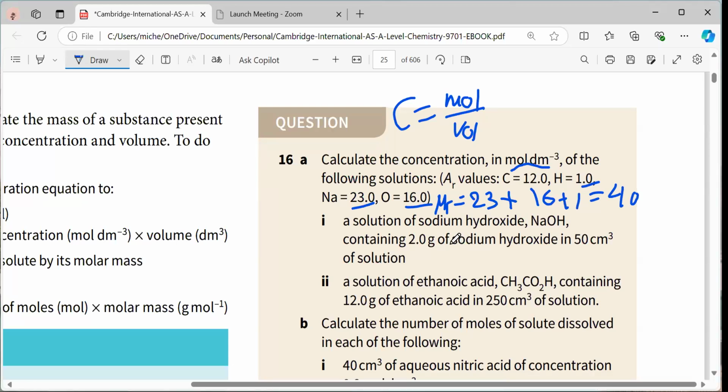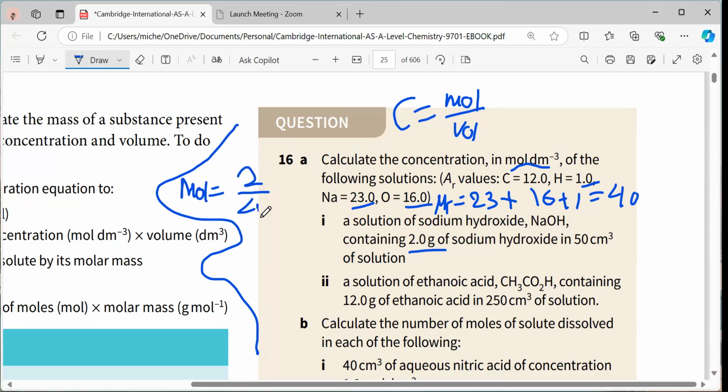To find the mole, we have to do this. So mole, where can I write this down? I'm going to write this down right here. We have here 2 grams. Mole is usually mass divided by the molar mass. So we have 2 right here, and we're going to divide that by 40. So 2 divided by 40 equals 0.05.